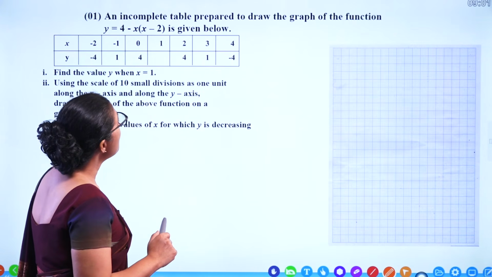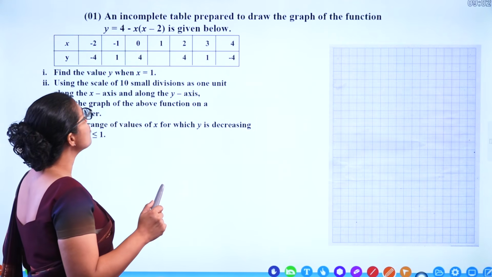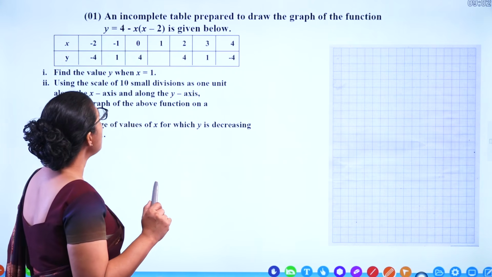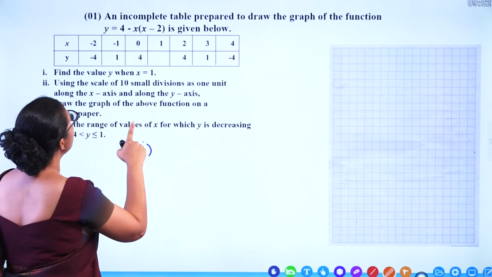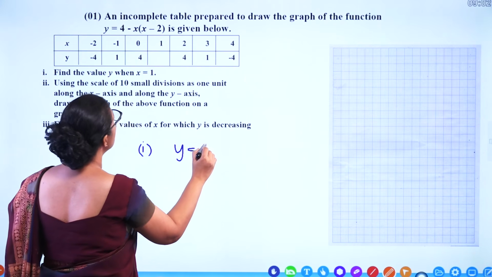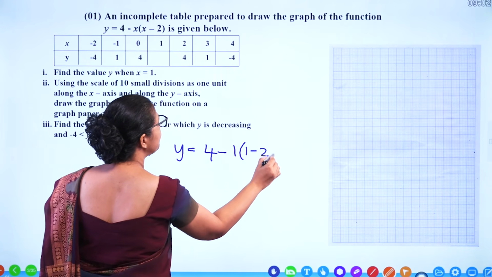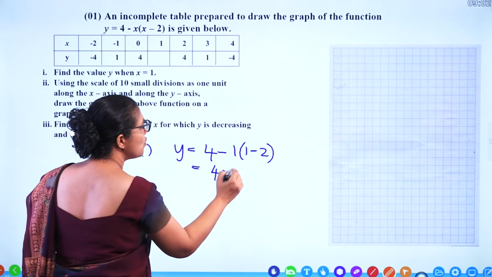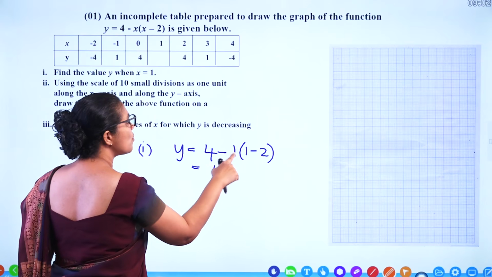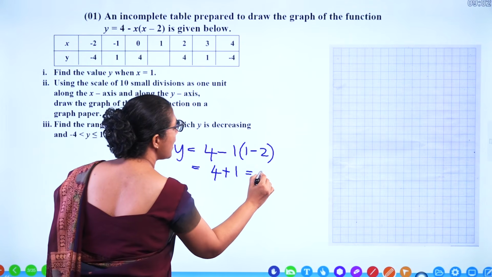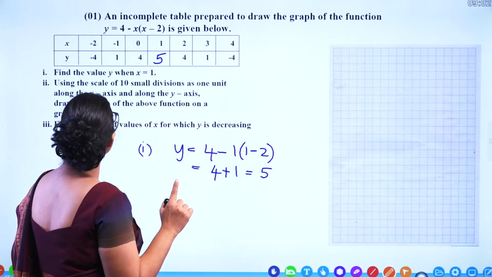An incomplete table prepared to draw the graph of the function y equals 4 minus x into x minus 2 is given below. Find the value of y when x equals 1. So here you have to find out the y value when x equals 1. That's substitution. 4 minus, instead of x I can put 1, minus 2. According to BODMAS, you have to do multiplication first. 1 minus 2 is minus 1. Minus 1 into minus 1, plus 1. So you get 5. So this space is 5. So that's the first part.